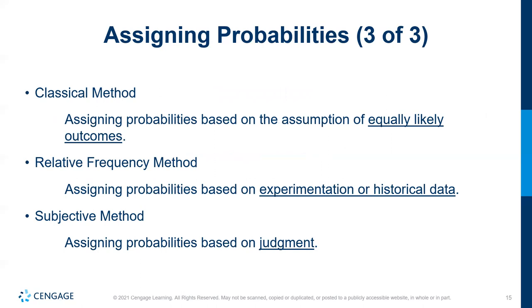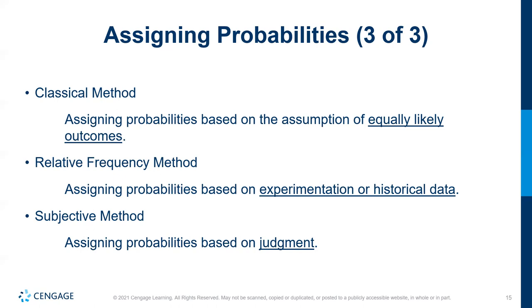All right, so when we assign probabilities, there's three different ways we do it, okay? The first is what's called the classical method. And that is assigning probabilities based on the assumption of equally likely outcomes. So with the coin toss, heads or tails, we're assuming that those two are equally likely. Unless you get a trick coin or something, right? Or if you're picking a card out of a deck, again, you're assuming it's well shuffled and picking any one card out of the 52 would be equally likely. So that's called classical probability.